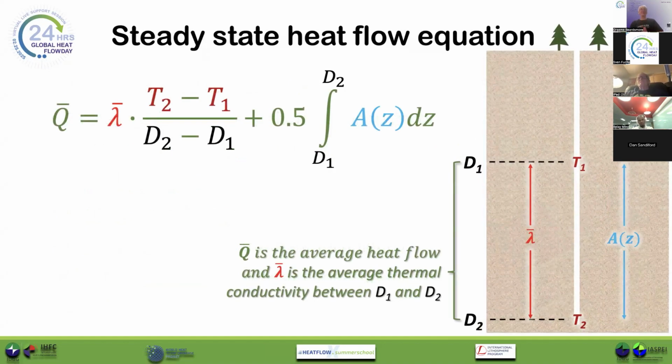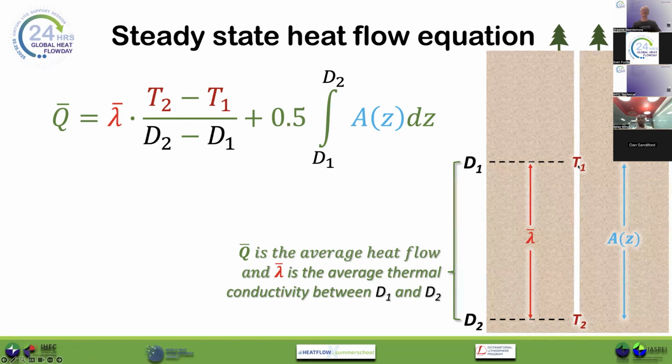I hate to bombard you with a little bit of maths right at the top, but here is the steady state heat flow equation that dictates how heat is transferred by conduction through the earth or through any medium for that matter. We have in this equation a Q at the front, and that is the average heat flow in SI units of watts per square meter. So a heat flux value is equal to the average thermal conductivity over a particular depth interval in the ground, multiplied by a temperature gradient over the same interval.